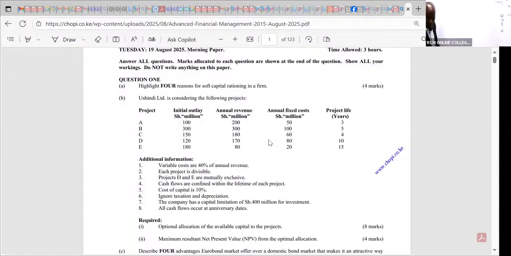So we have 3 projects. No, not 3, there are 5. So we have here A, let me size my board. A, B, C, D, E. So we are doing like an income statement to start with. A, B, C, D, E.